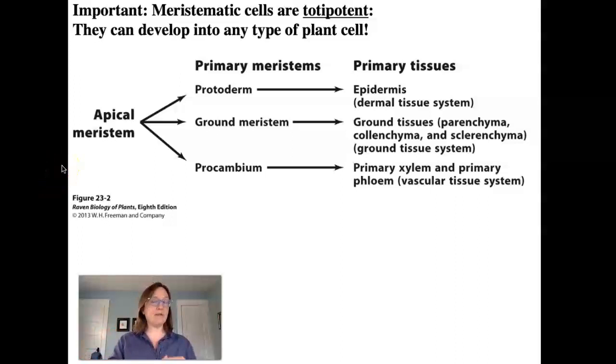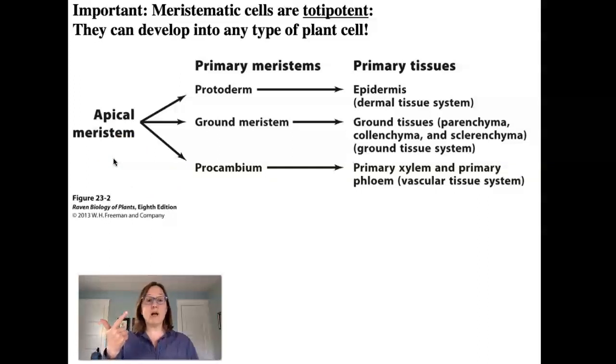They are able to develop into epidermal tissue, ground tissues, which we'll talk a lot about in the next lecture, and xylem and phloem vascular tissue. So apical meristem cells are totipotent. They have the genetic potential to become any kind of plant cell. That's a really important aspect of apical meristem cells.